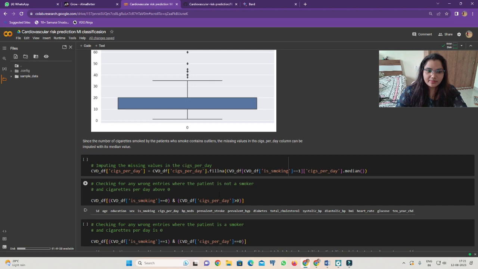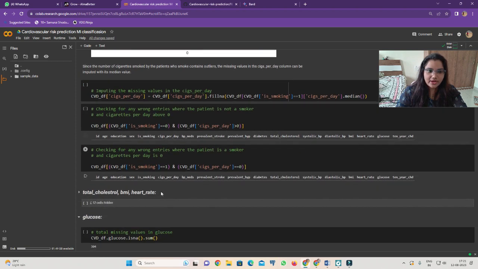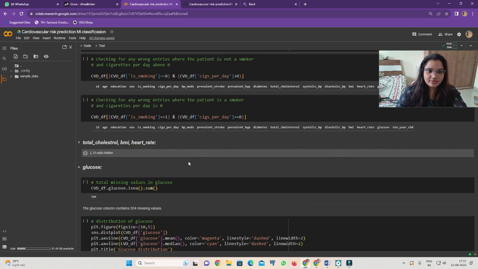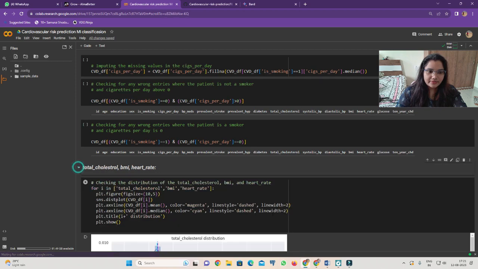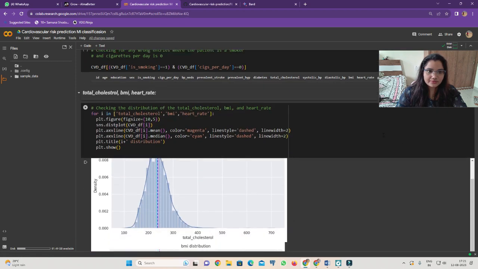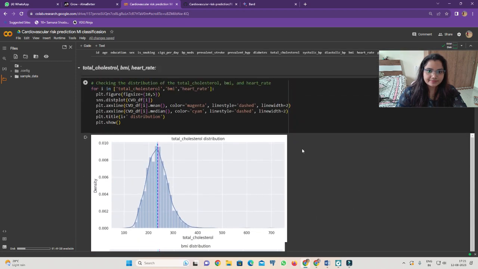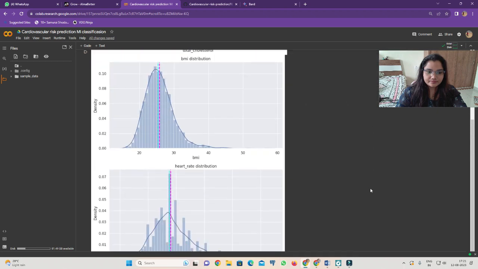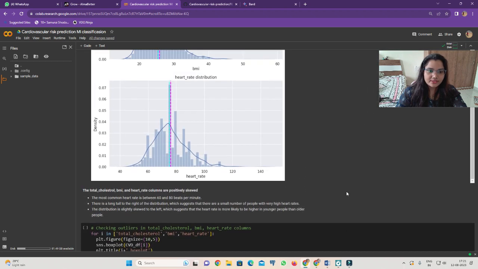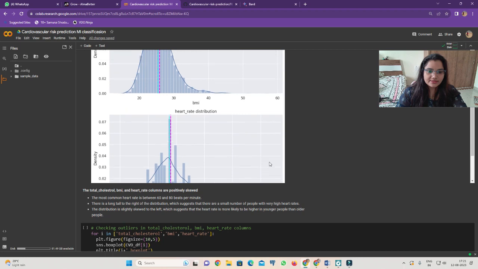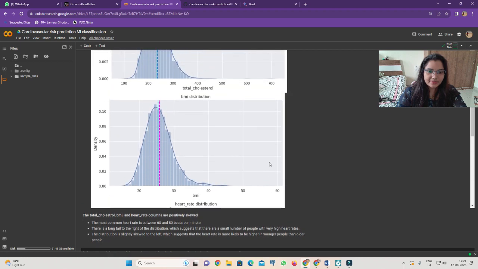So it also contains missing values. So here we handle the missing values. Then we go for total cholesterol, BMI and heart rate. Here we see the most common heart rate is between 60 and 80 beats per minute.